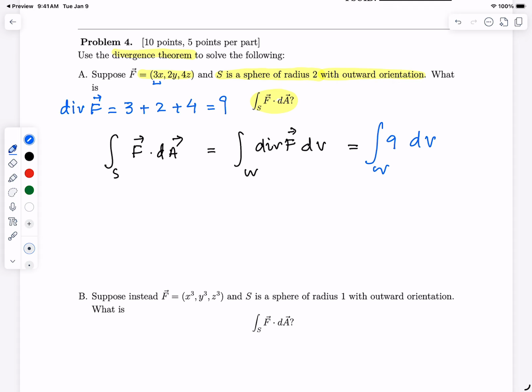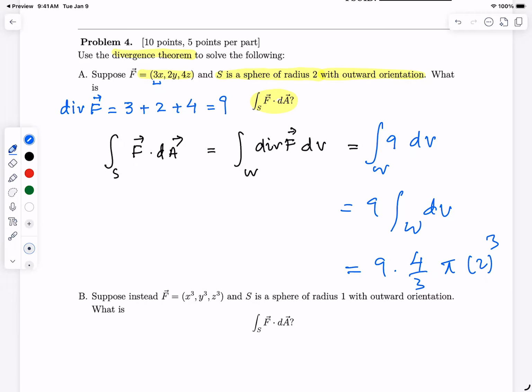And you know what is the integral? What is the integral of this one? Volume of sphere with radius 2. So it's I think 4/3 pi r cubed. That's it.